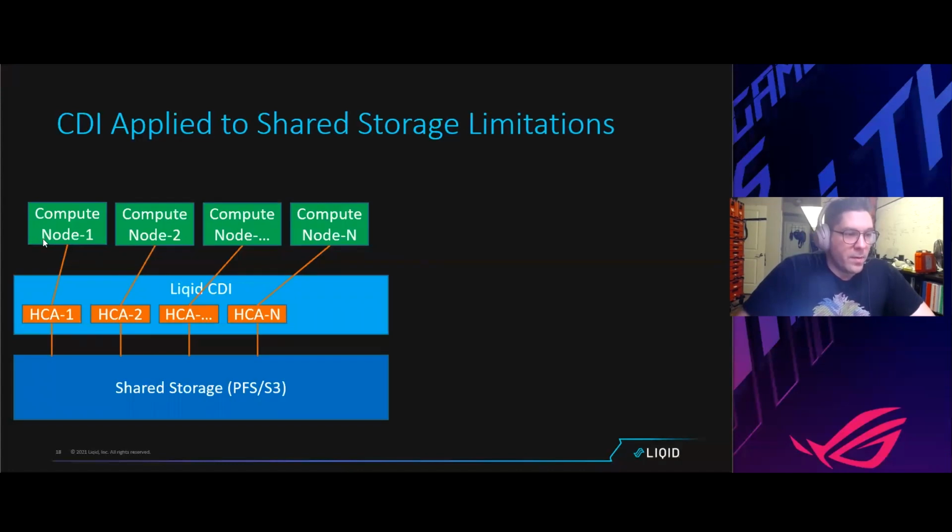So here we have a cluster of compute nodes, the green boxes. We have Liqid CDI infrastructure. Each node has, let's say, one HCA assigned to it, and those HCAs connect to shared storage. These could be any HCA, from companies like Chelsio or Mellanox or Arista. It doesn't really matter, as long as it's a PCIe device. And they're serving up whatever data is contained on this shared storage system.